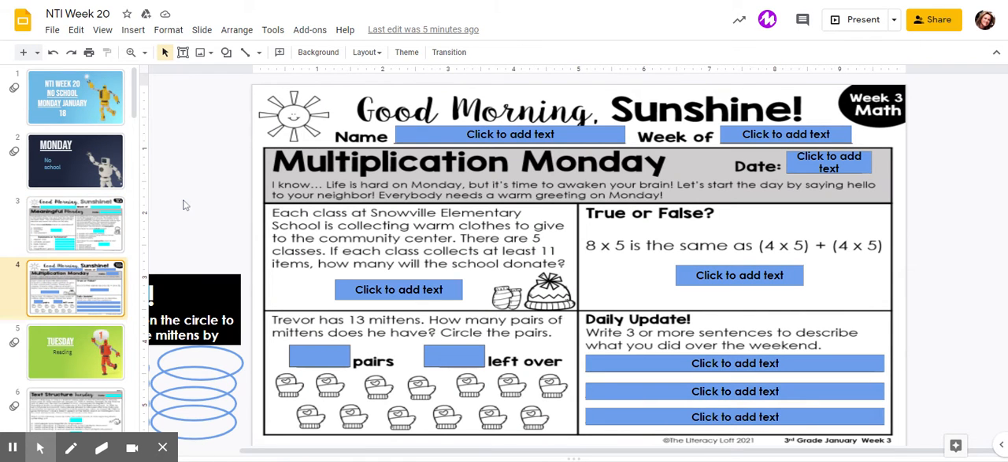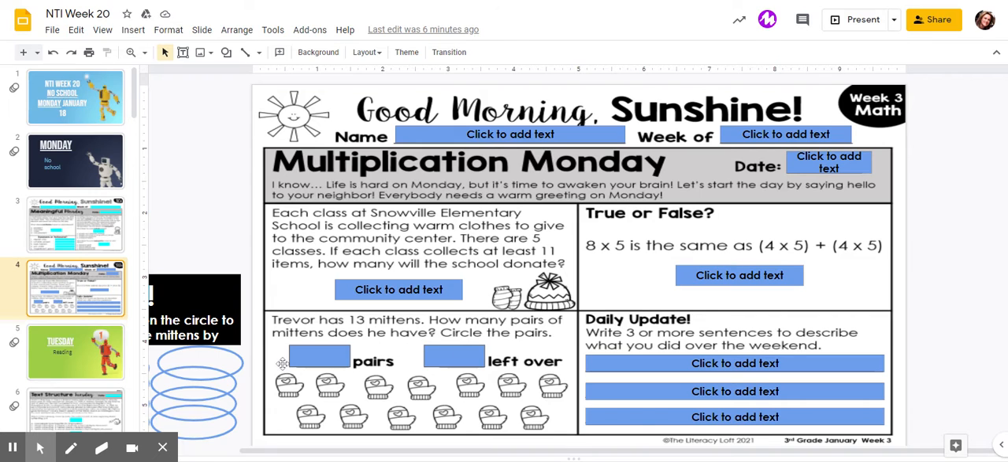For Multiplication Monday, you have a word problem. Read the word problem and write the equation and the answer in the text box. You have a true or false. You are deciding if 8 times 5, the product or the answer to that equation, is the same as 4 times 5 added together. So 4 times 5 plus 4 times 5, if it gives you the same answer as 8 times 5, you're going to put true. If the answers are not the same, you are going to put false.